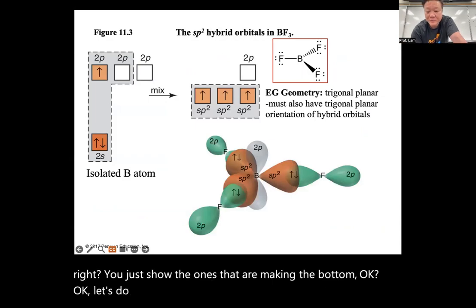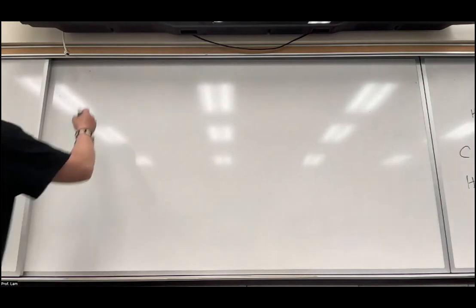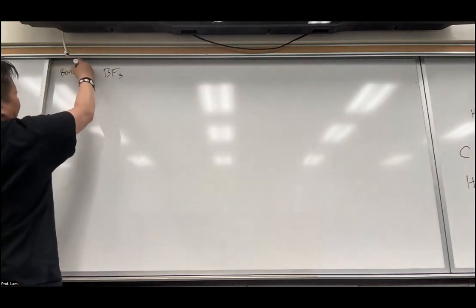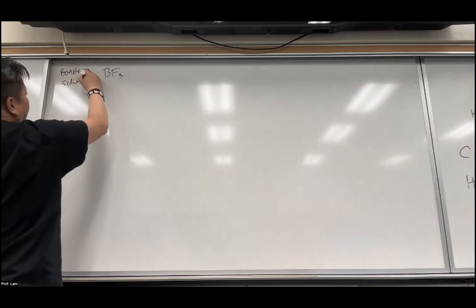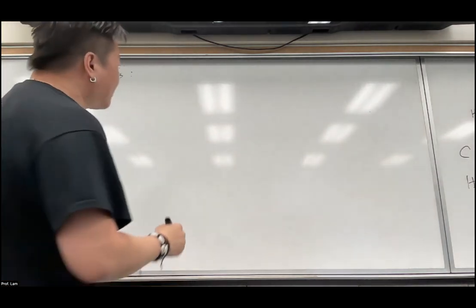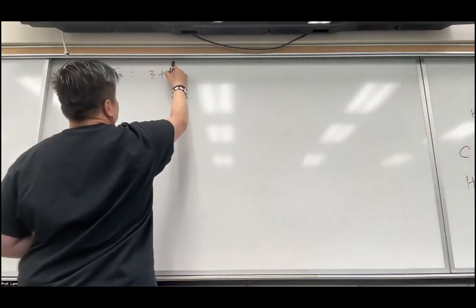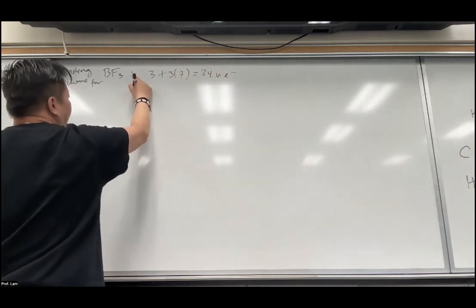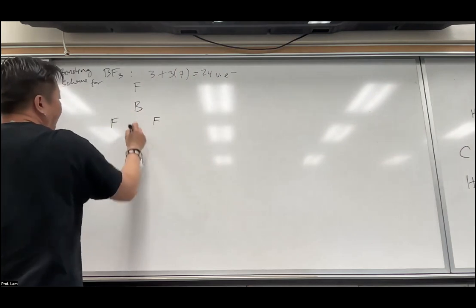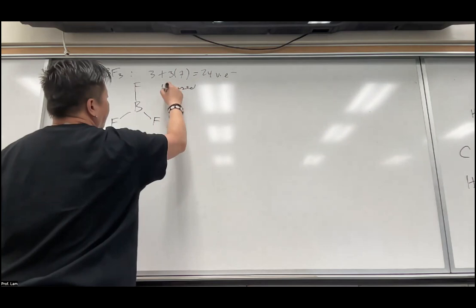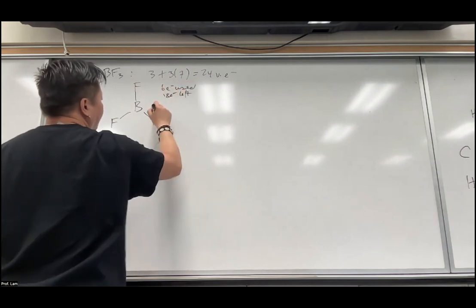Okay, let's do BF3 together on the board. The question would be: draw the bonding scheme for BF3. Remember, always start with the Lewis structure. 3 plus 3 times 7 gives you 24 valence electrons. So boron, fluorine, fluorine, fluorine, single bonds: 6 electrons used, 18 electrons left.